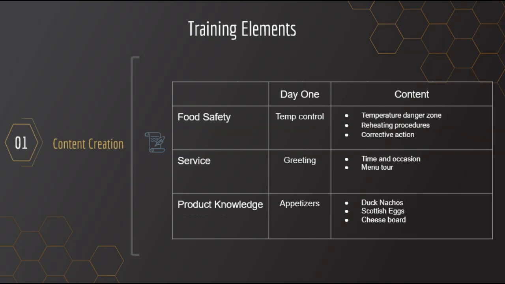Each topic needs to be converted into long-form content, so we need to determine how deep we want to go depending on our audience. As an example, we have food safety with temperature control as one of our topics, and then we decide that we will discuss the temperature danger zone, reheating procedures, and corrective actions. This starts to create a more detailed outline of how we're going to write content for our training program.